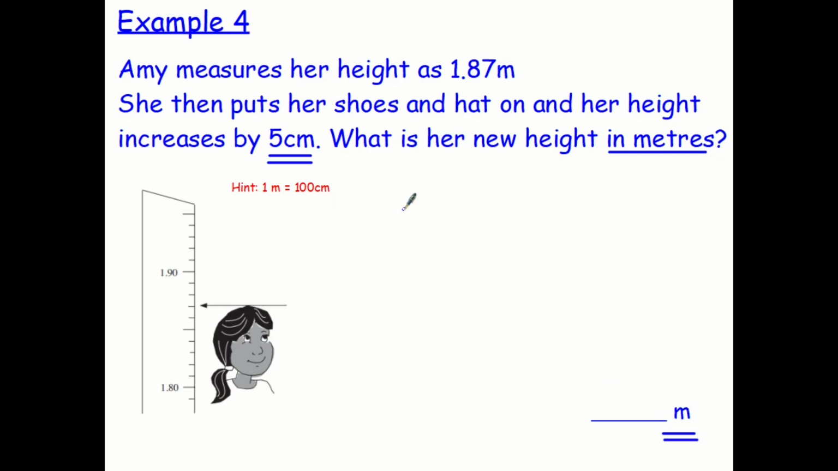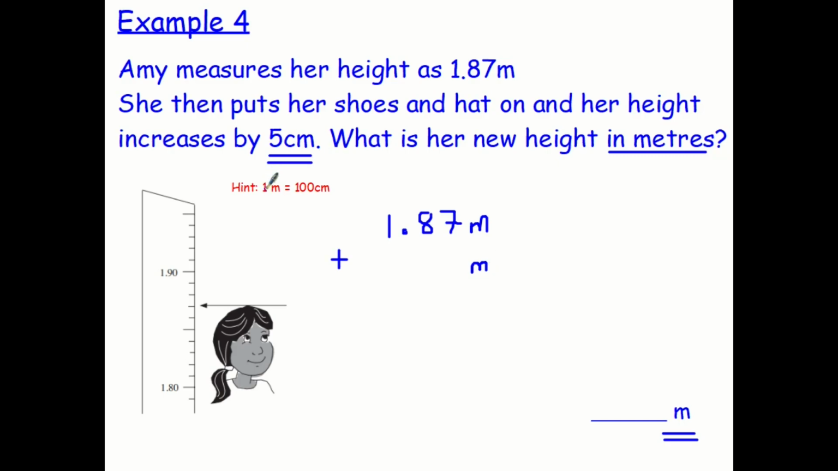So we have that her initial height is 1.87 metres, but then we need to add on 5 centimetres. But we need to be really careful that we write that 5 centimetres in terms of metres. So this is metres, we need the 5 centimetres in terms of metres as well. So how do we do that?